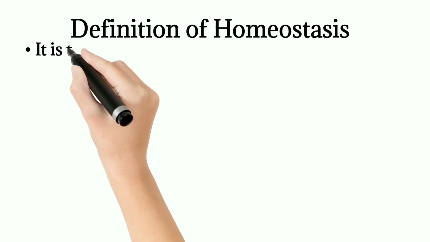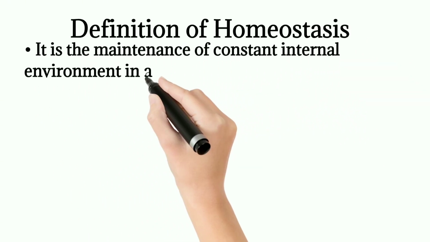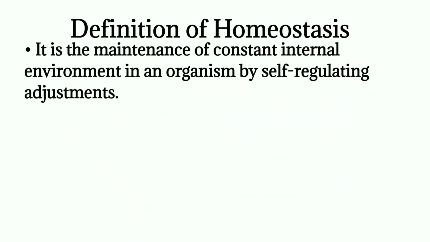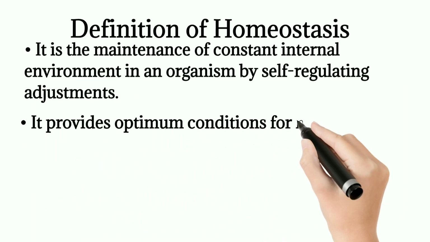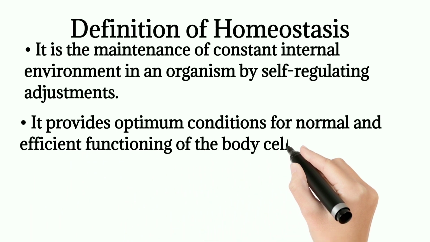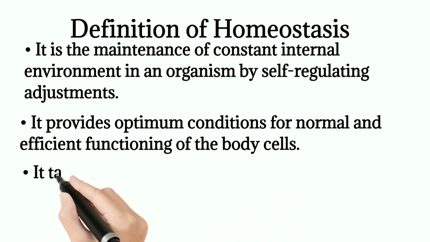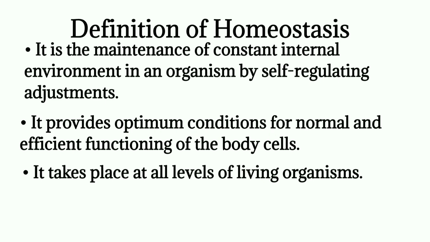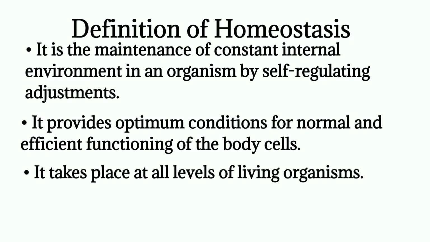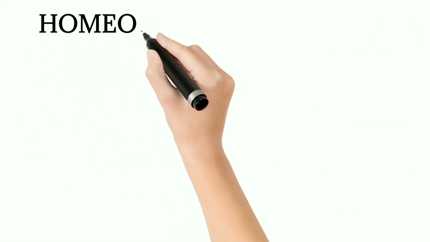Okay, so let's look at the definition of homeostasis. Homeostasis is the maintenance of a constant internal environment in an organism by self-regulating adjustment. So this internal environment must be maintained. And let me ask you, what makes up the internal environment of an organism? It is made up of the body fluids, which include the blood, the lymph, and the tissue fluids. And this body fluid must be maintained to enable efficient functioning of the body cells.